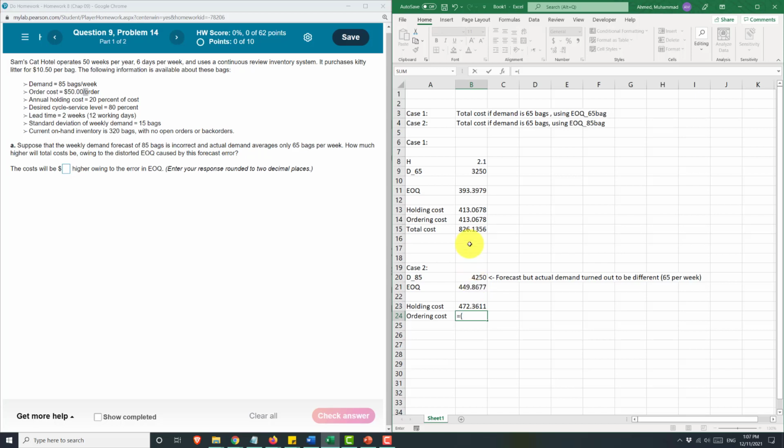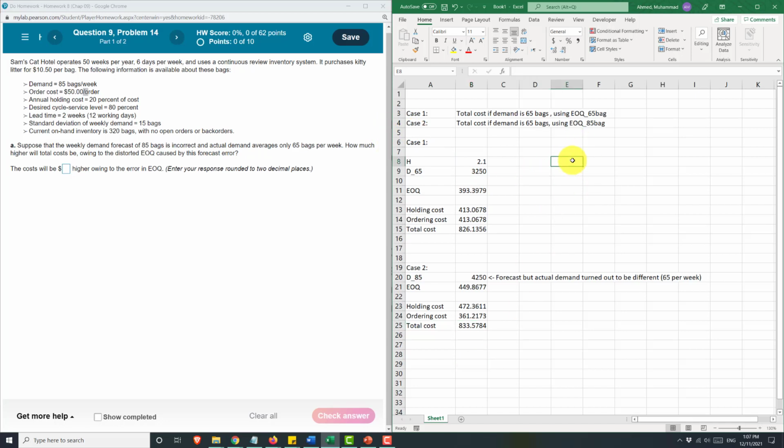And so for the ordering cost, we're going to use the actual demand divided by the EOQ we are using, 449, times the ordering cost S, which is 50. Okay. And you can see that by using a higher EOQ value, we actually save a little bit on the ordering cost. Instead of 413, we pay only 361, right? And then total cost is just the sum of the two. That's 833. So our total cost is a little bit higher, even though our forecast error was huge.